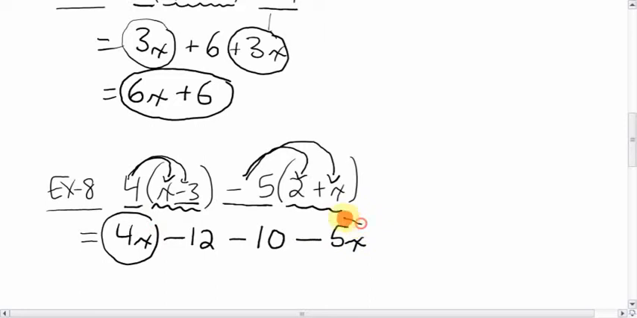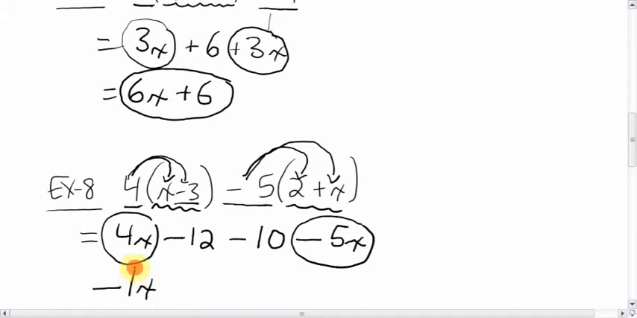x, x. Don't forget, when you put a circle or a square around it, you include the sign in front of it. 4 minus 5. You have 4, you lose 5, you're down 1x.